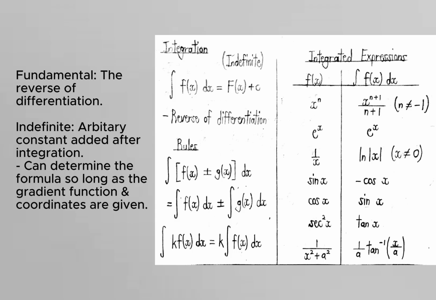And when you do this, sometimes the constant is lost after you differentiate, and when you integrate, you don't know what the constant will be, so you usually add an arbitrary constant for the value that you want to find, and you can determine the formula so long as you have the gradient function and coordinates.